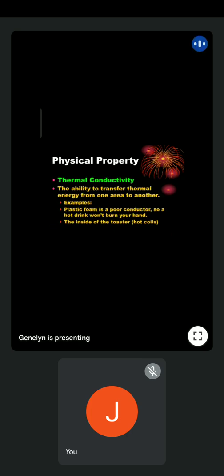Thermal conductivity. The ability to transfer thermal energy from one area to another. Examples, plastic foam is a poor conductor, so a hot drink won't burn your hand. The inside of the toaster or hot coils.